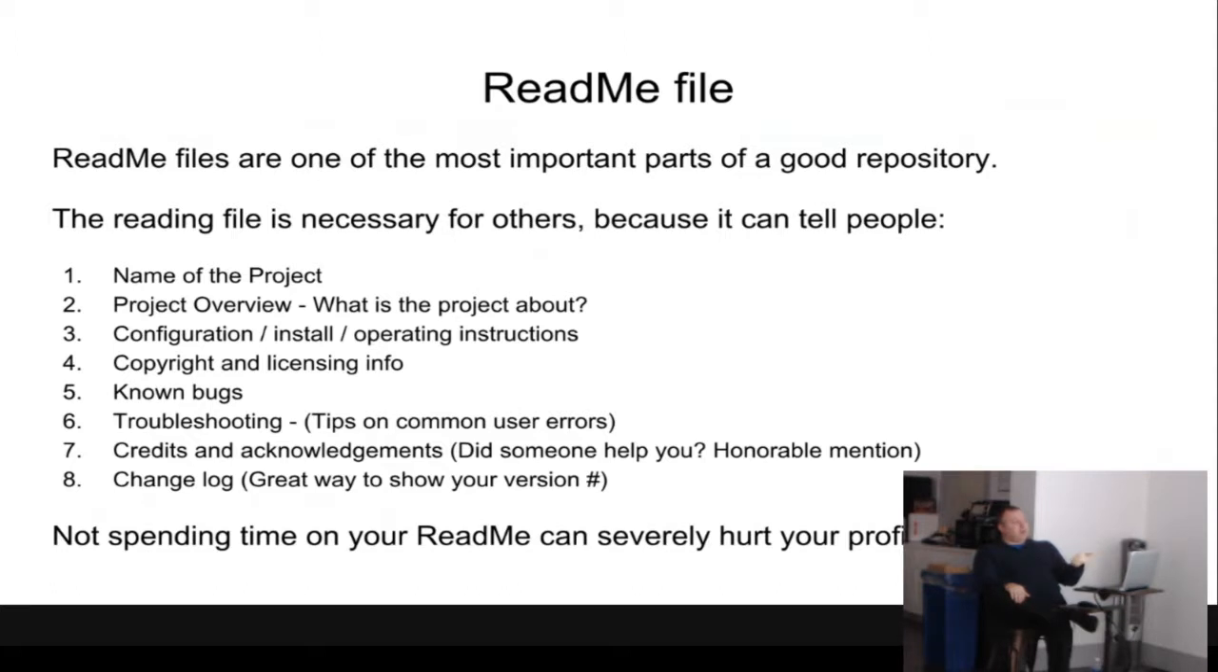So maybe you've created some sort of software that only works on a certain version of Windows, or maybe you've done a Python project and it only works on Python 2.7 versus not Python 3. Things like that you'd want to include there. Credits and acknowledgments. Maybe you worked on this with a whole group of other students and you want to make sure that they're all getting credit for it as well.